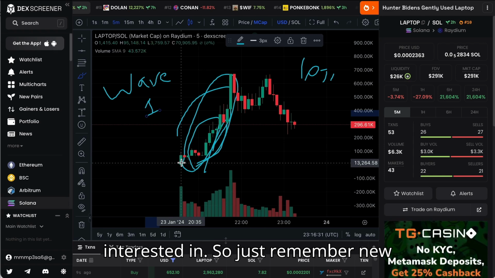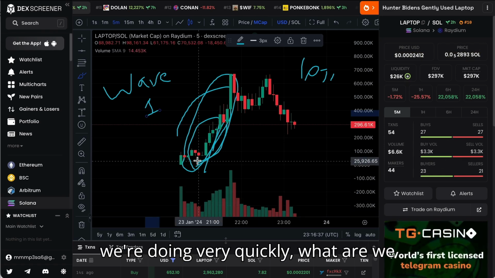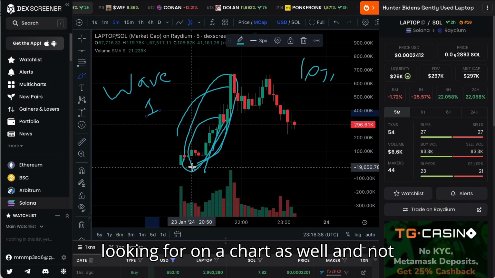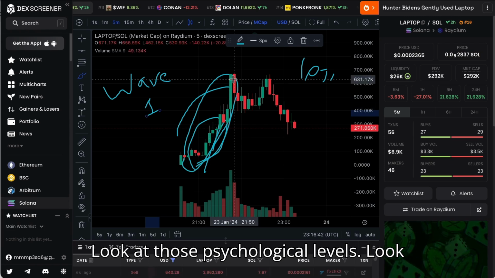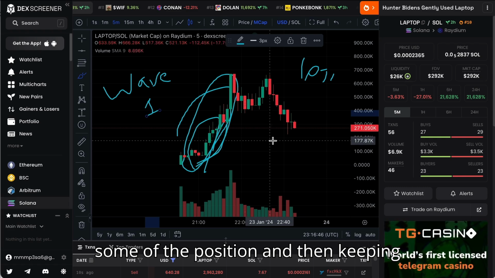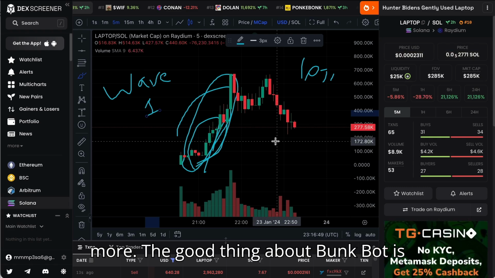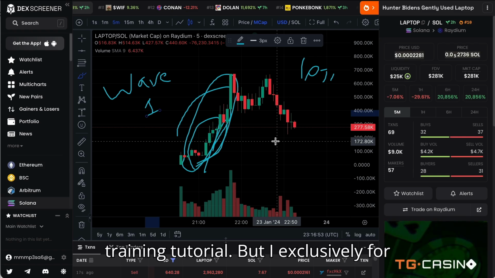So just remember, with new collections, what are the basic checks we're doing very quickly? What are we looking for on a chart as well? And not only buy entries, but look to sell too. Look at those psychological levels. Look at maybe, if you're in profit, selling some of the position and keeping the rest. The good thing about BonkBot is it helps you do that very easily. And we'll discuss that in a different training tutorial.